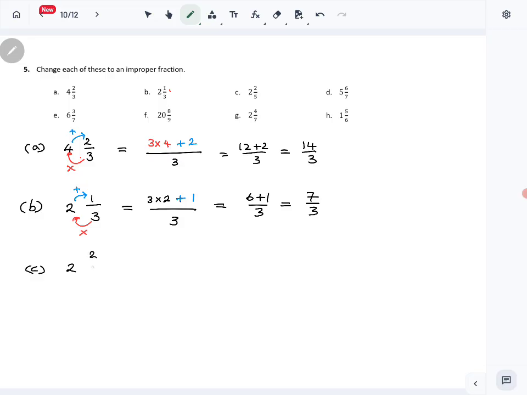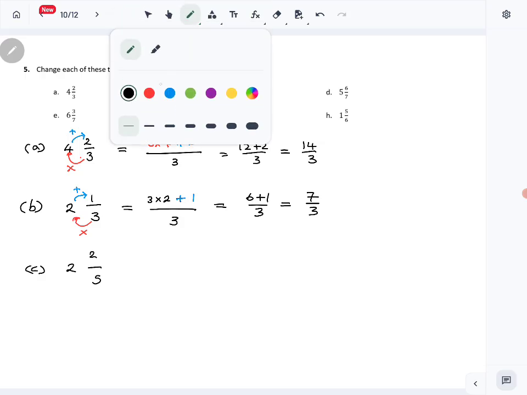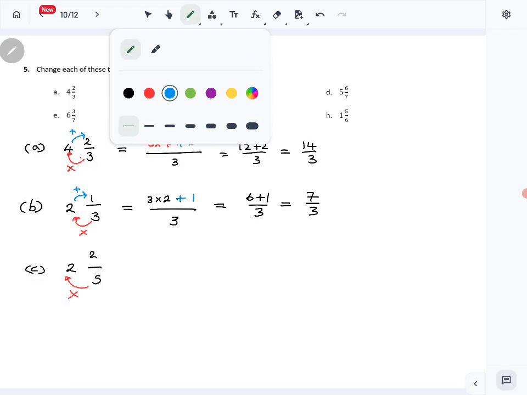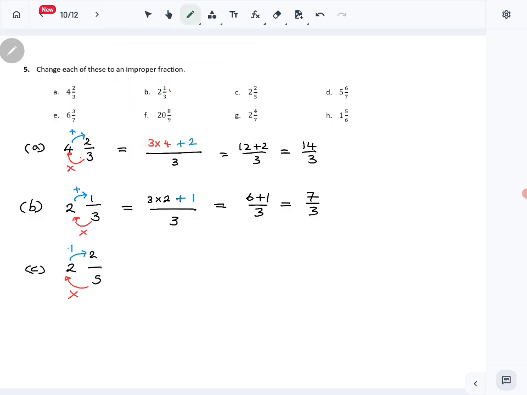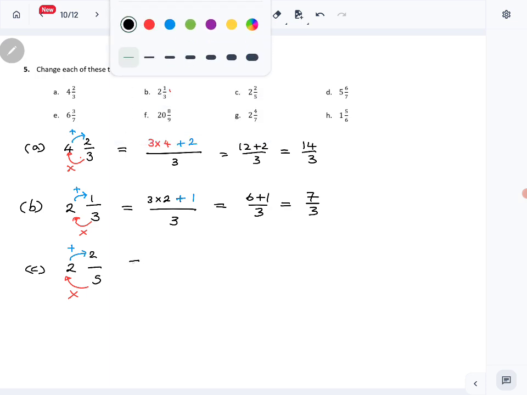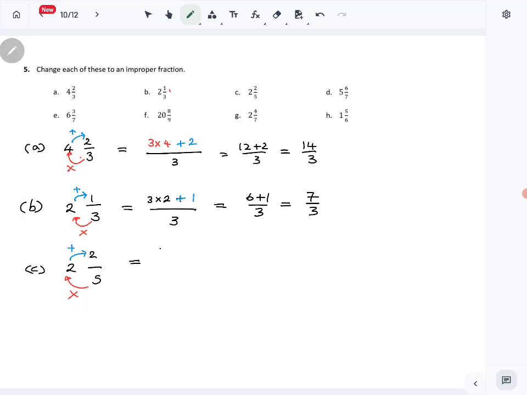So next one, same process. Okay, same process. Remember, what's the first step? This denominator times the whole number, multiplication, get a product, and to that add the numerator value. So what do we have? We have 2 times 5 plus 2 over 5. So 10 plus 2 over 5, which is 12 over 5. So that is the improper fraction, right?